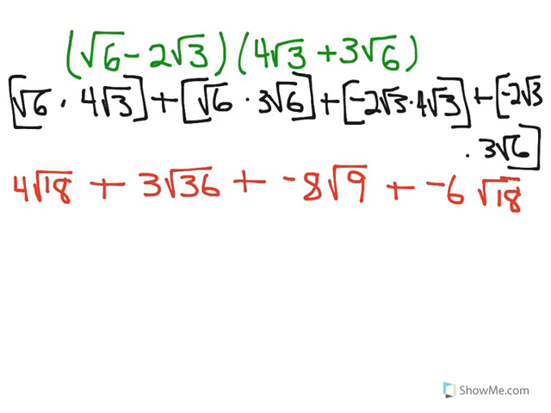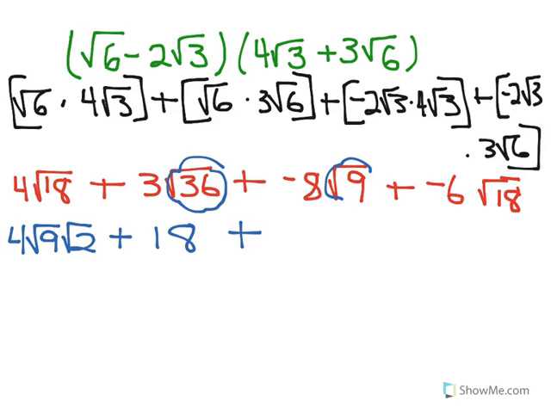So we're not finished yet. We have some simplifying that we can do. Radical 18 has a perfect square in it, and that's 9. So let's rewrite this as 4 times square root of 9 times square root of 2 plus radical 36, that's 6. So this becomes 3 times 6, or 18.